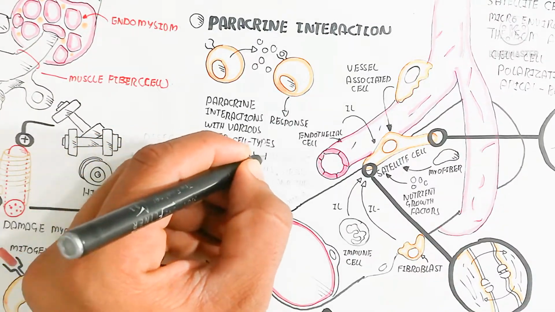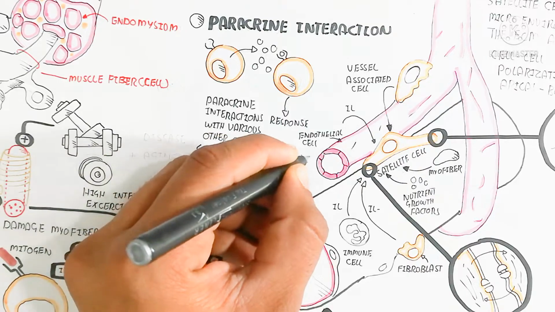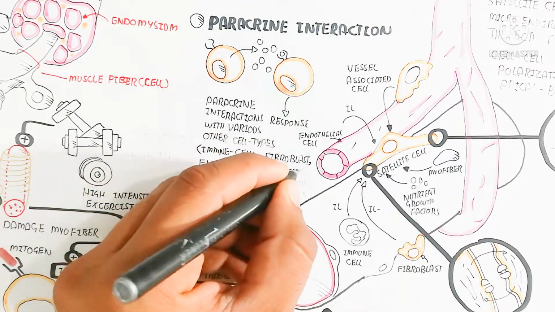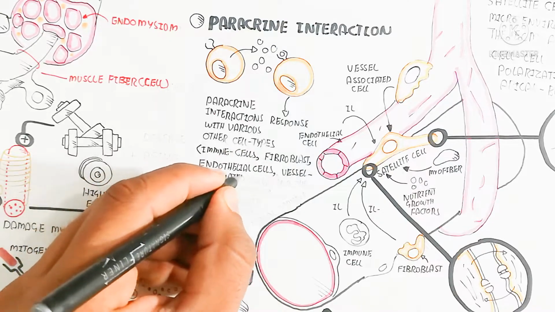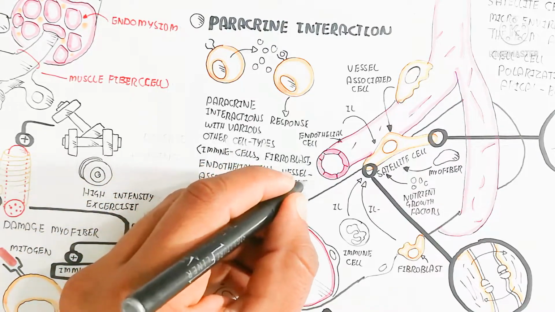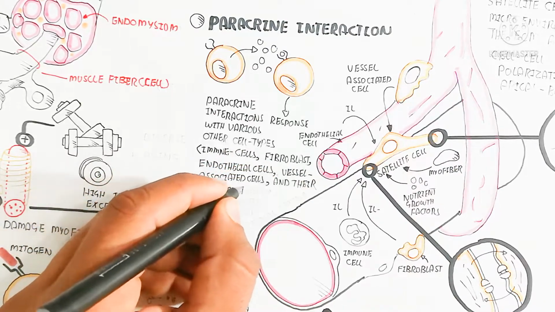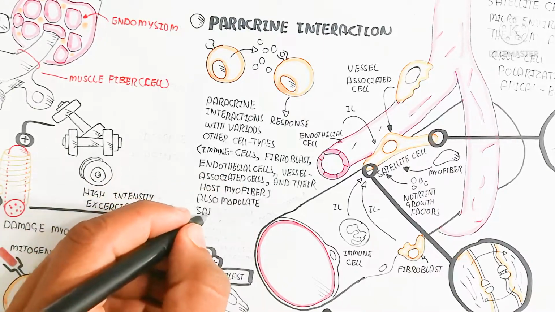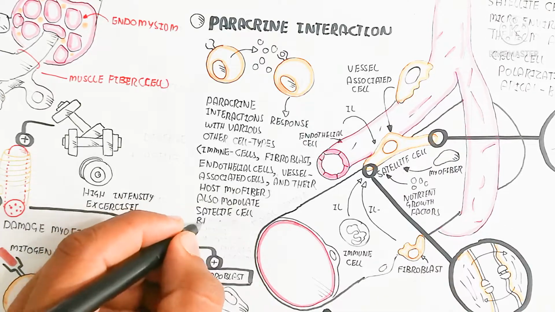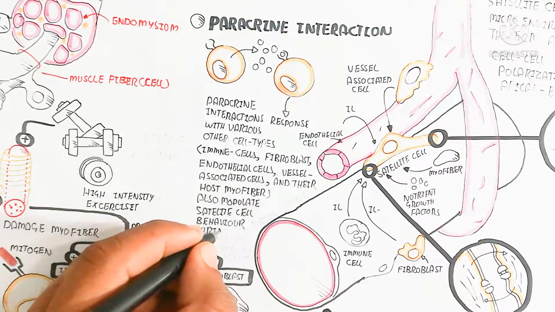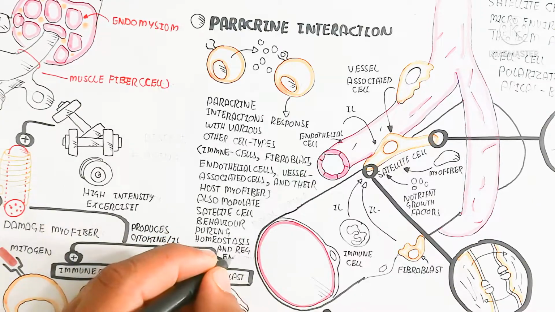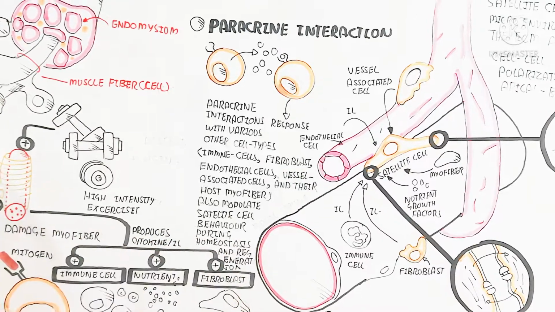Here the paracrine activity means the paracrine interaction with various other cell types, immune cells, fibroblasts, endothelial cells, vessel associated cells, and their host myofiber also modulate the satellite cell behavior, modulating and changing their behavior during homeostasis and regeneration.